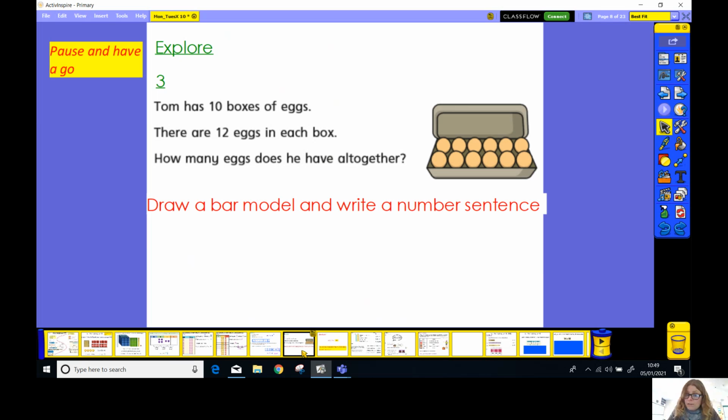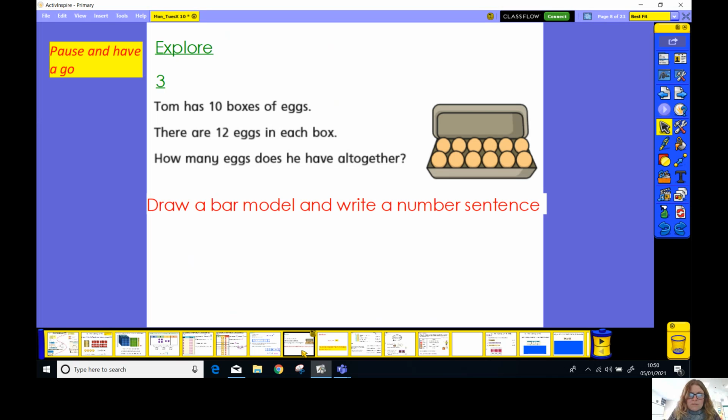Now you'll notice that the word altogether means it's an adding thing, isn't it? So you're doing the multiplication and we need to find out, because remember, multiplication is just continuous adding, isn't it? So if you were drawing a bar model, how many boxes will you need? And what number would you put in each one? Pause the video and have a go now.